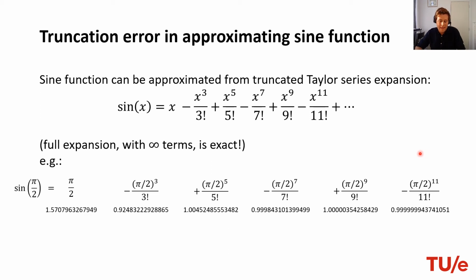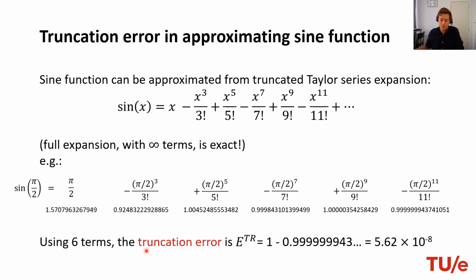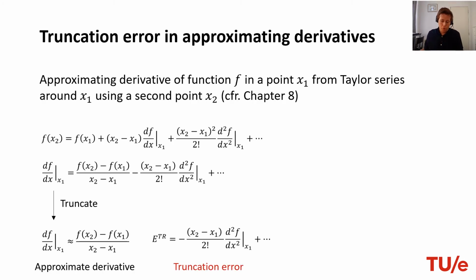Now, obviously, in the practical case where x is not equal to pi over 2, but to some arbitrary value, we don't really know the true solution. And we can only compute this right-hand side over here. But in this case, we do know the true solution, which is 1. And we can exactly quantify that using 6 terms, this truncation error, which is 1 minus the approximation that we have over here, is 5.62 times 10 to the power minus 8. Also, when approximating the derivative of a function, this truncation error comes into play.